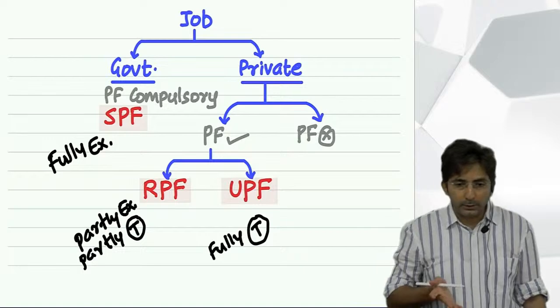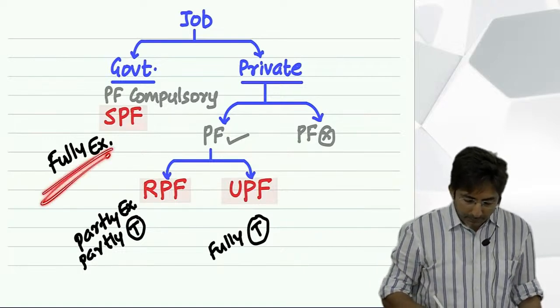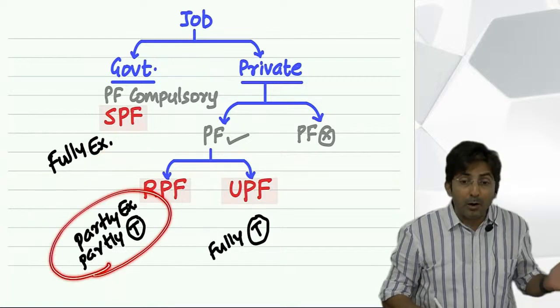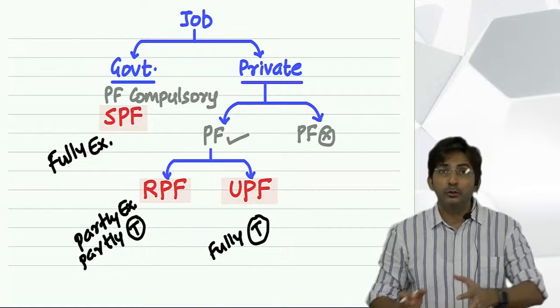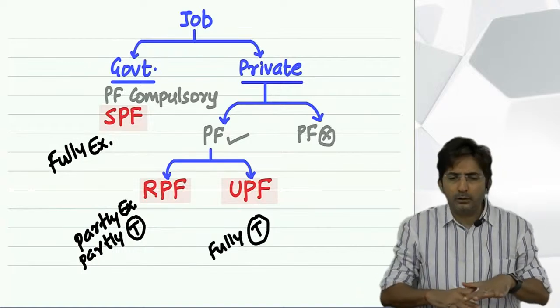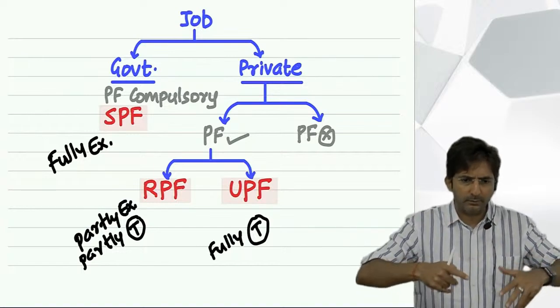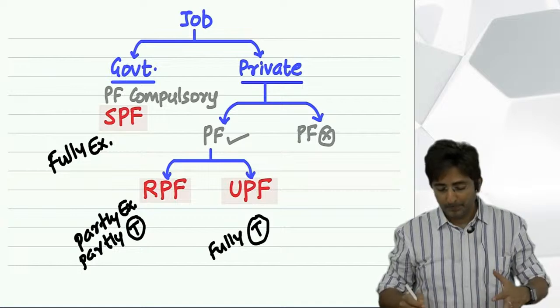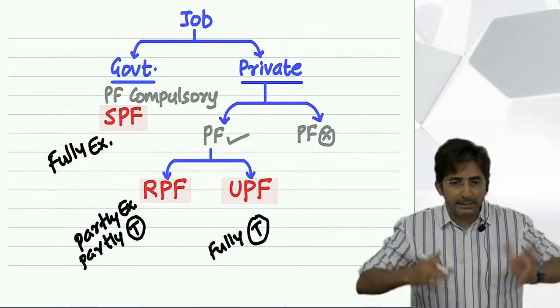Okay, now you know what is yet to be explained. This is simple, fully exempt. But your partly exempt is how much? How much exempt, how much taxable? So there will be some formulas and amounts you have to remember, okay? But that I will not touch now, to be discussed in the next lecture. You had some doubt? Yeah, I thought you asked. So this will be discussed further in detail.